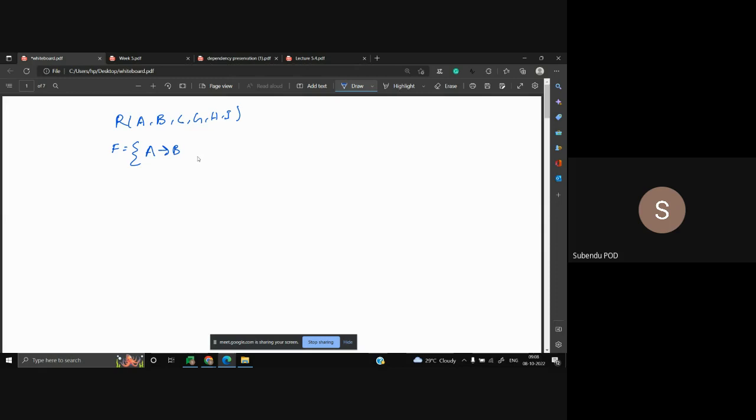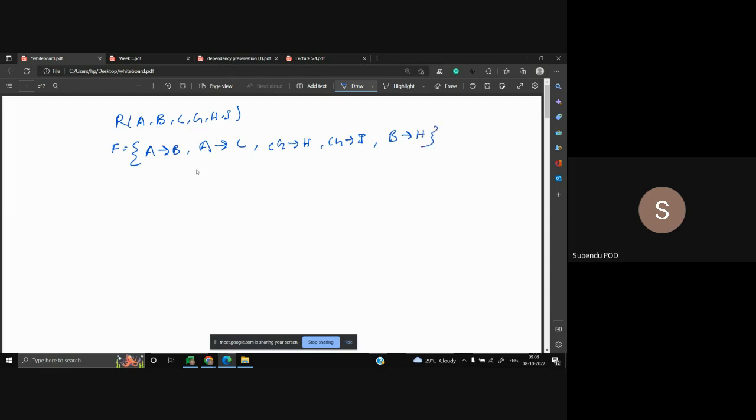My screen is visible. Yes, sir. Okay. Suppose there is a relation R and the attributes are A, B, C, G, H, and I. And the functional dependencies given are: A determines B, A determines C, CG determines H, CG determines I, and B determines H.